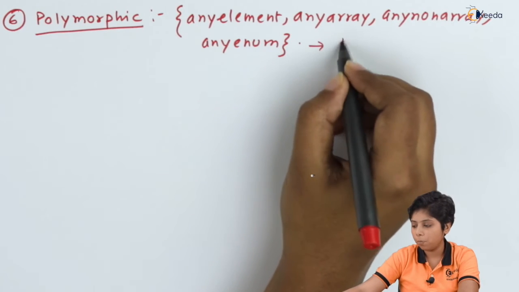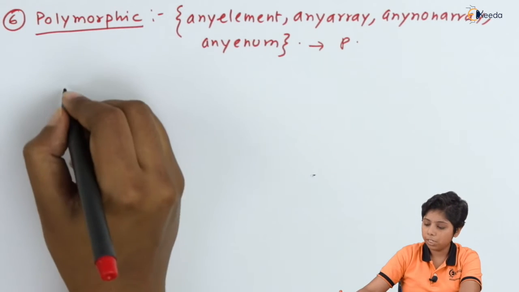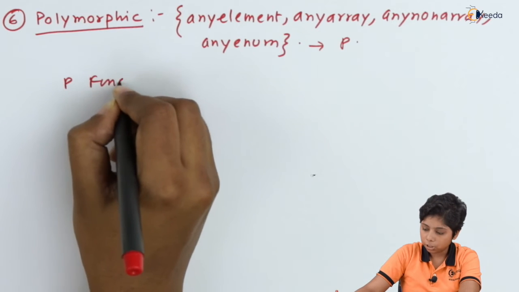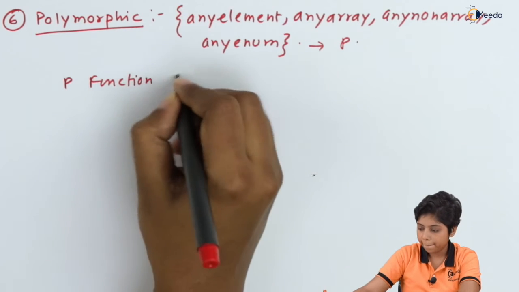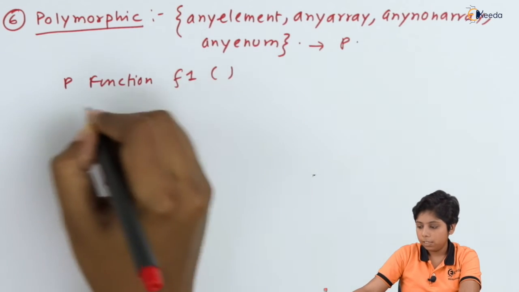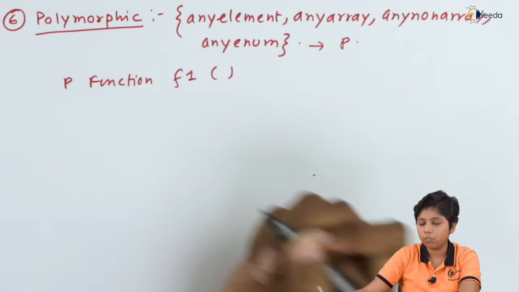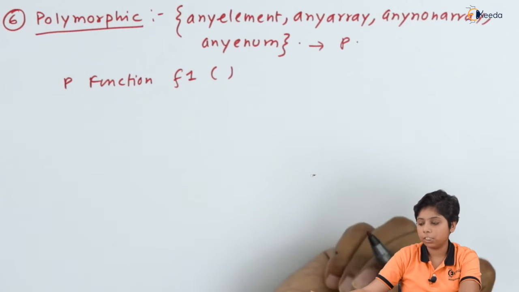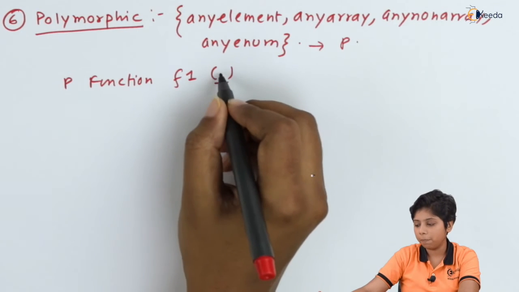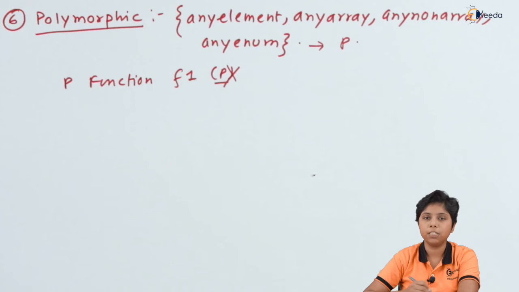See, we have created the polymorphic type P, so we can have a function F1. That means the function has the return type P, with the function name F1, but we cannot have this P as an argument of this function.